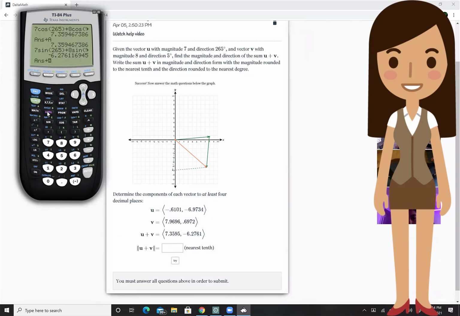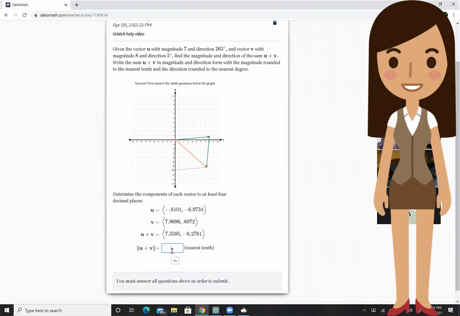And now nearest tenth. Oh, I didn't store that to B, guys. Store alpha B. And then check it out. I can just go square root A squared plus B squared. And then voila, it gives you the number nice and neat. 9.7.